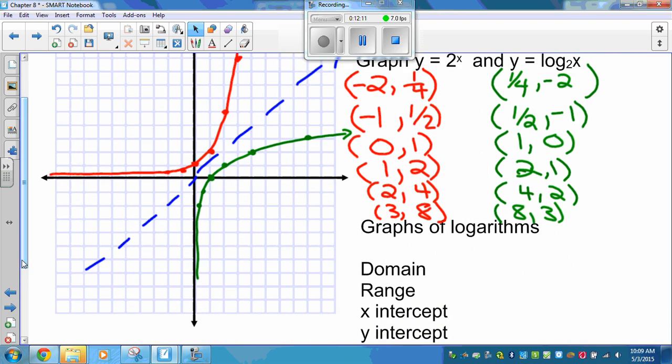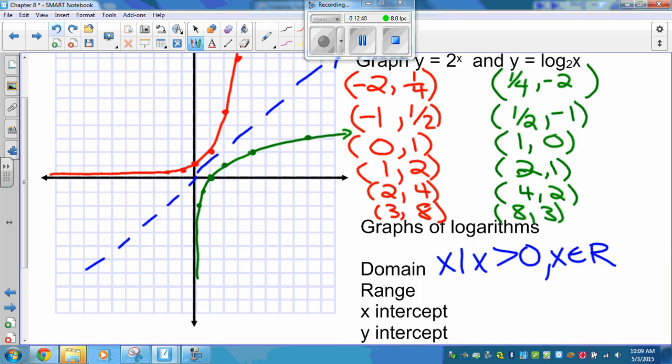So looking at the green graph, let's look at the domain. Okay, so all of the x values, it looks like the x values are always greater than 0. So we need to write that. There we go. So all x such that x is greater than 0, x is a member of the reals.